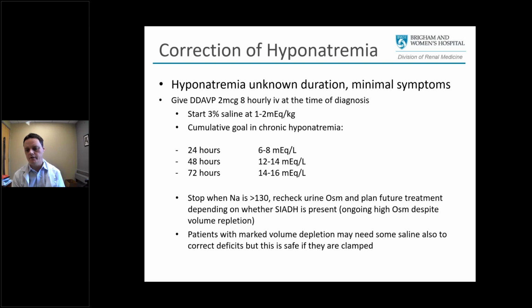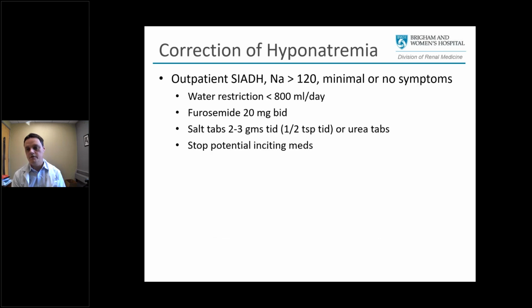In patients who are very volume depleted, they may need saline also, but once they've had that DDAVP, it's safe to do this because you cannot turn off the ADH, because you're already giving it intravenously. For patients who are outpatients, we fluid restrict them, give them diuretics and salt tabs or urea tabs, and hopefully stop the inciting medications, because it's usually a medication that causes it.